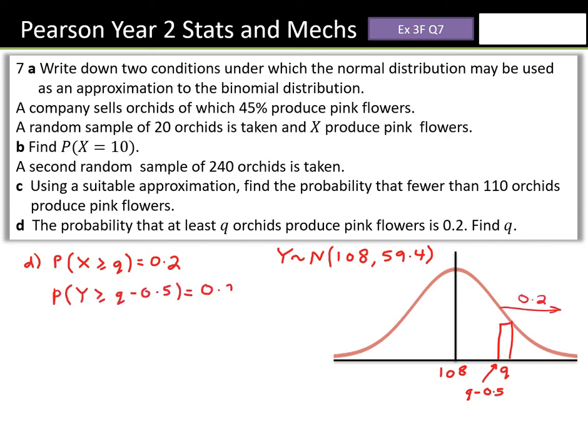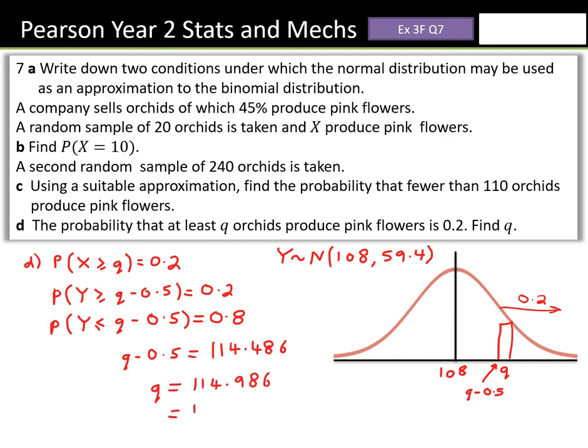So when we map to a normal distribution, it's probability of y greater than or equal to q minus 0.5 equals 0.2. Obviously, if we turn that around, then it's y less than or equal to q minus 0.5 is 0.8. Inverse normal on both sides, and we get q minus 0.5 is 114.486. Adding the 0.5 to both sides and rounding to 3 significant figures, we get 115.